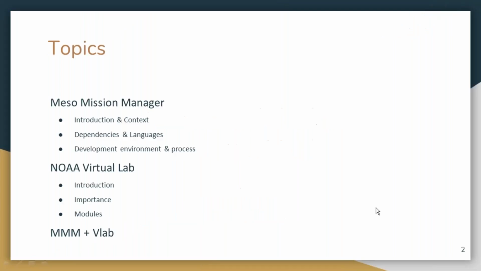All right, let's go to the next chart. We're going to talk about this tool called the Meso Mission Manager, or the Meso Domain Scheduler, its mission context, what languages, dependencies, software, and environment it uses. We're going to talk about the virtual lab and the parts of it that we used and how we thought that it was a really fine application environment for rapidly getting this capability integrated into the workforce. And then we're going to talk about how the application integrates into the VLab and provides capability for use.